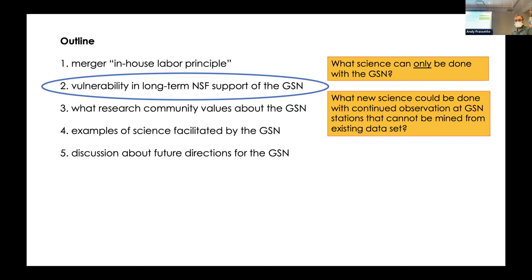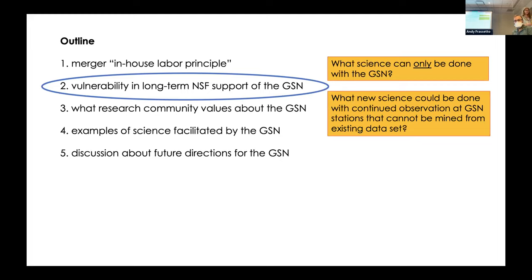NSF wants to know what science can only be done with the GSN, not what science is done and the GSN station is used because it happens to be there. And going forward, we need to help explain to NSF what new science could be done with continued observation at GSN stations that could not be mined from the existing data set.